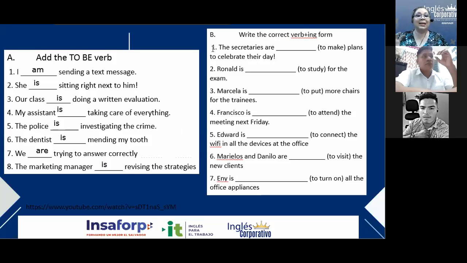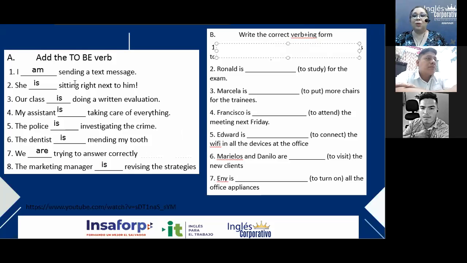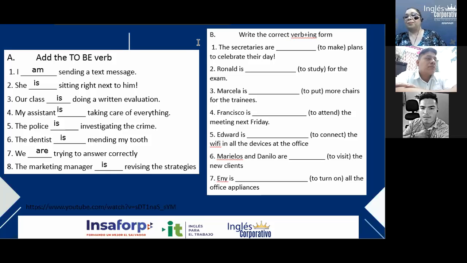Aquí lo que tenemos que hacer es poner el verbo en su forma correcta. Ya vimos dos cosas. Los que terminan en e, les quitamos la e y ponemos ing. Los que terminan en la letra y, se deja la letra y y se le pone ing. Ahora hemos aprendido que los verbos que tienen una sola sílaba y que terminan con una consonante antecedida de vocal, entonces se le dobla o se duplica la consonante, ¿ok? Vamos a ver. Let's look at number one.